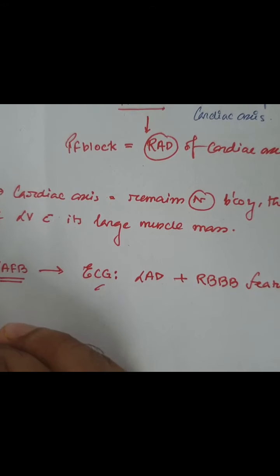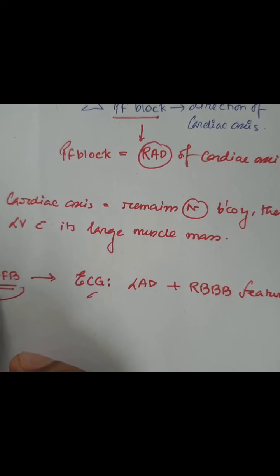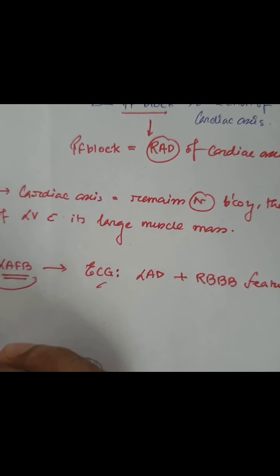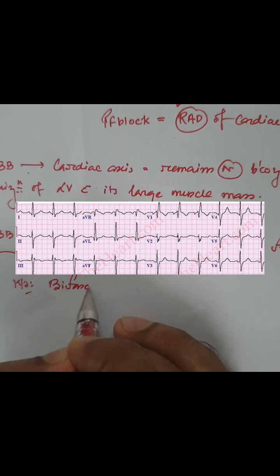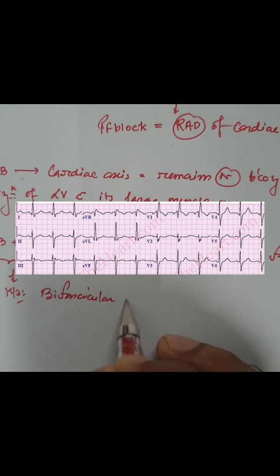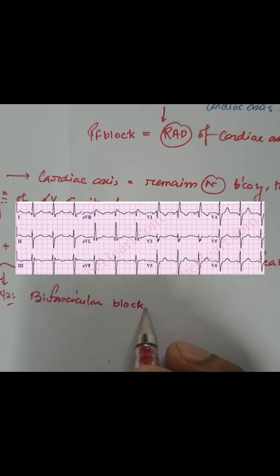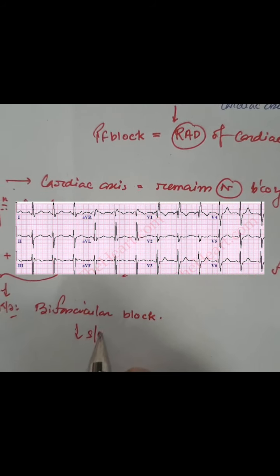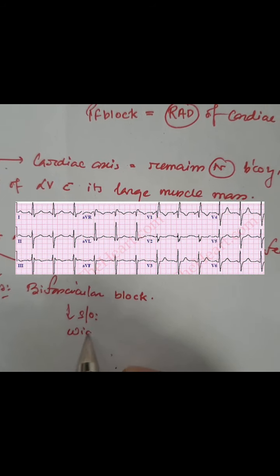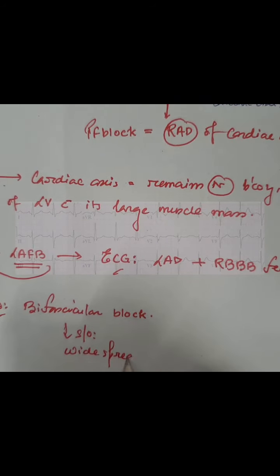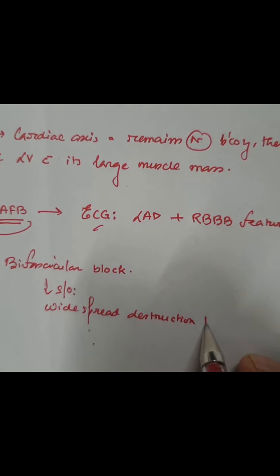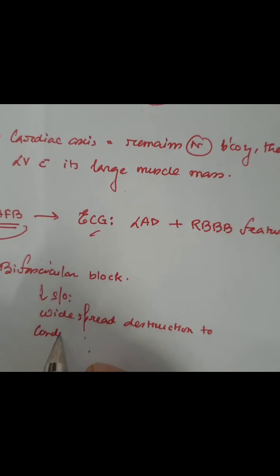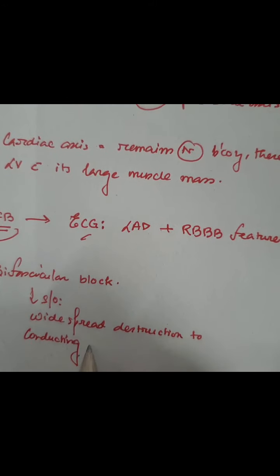And this right bundle branch block with the left anterior fascicular block is commonly known as bifascicular block, and it suggests that there is widespread destruction to the conducting system.